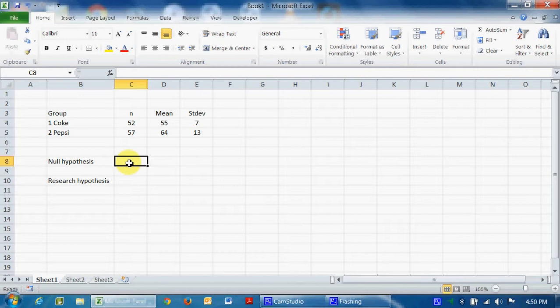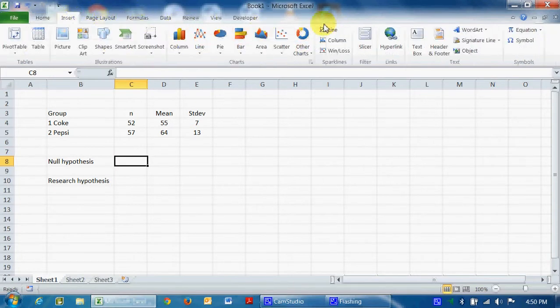Because you can look at this, and we could probably guess the result here, that the 64 is in fact significantly different than the 55. We could be pretty sure just by looking at it. But what if instead of 64-55, we had 61-59? Would you be willing to say that that was a significant difference? Maybe, maybe not. So that's what we're doing here.